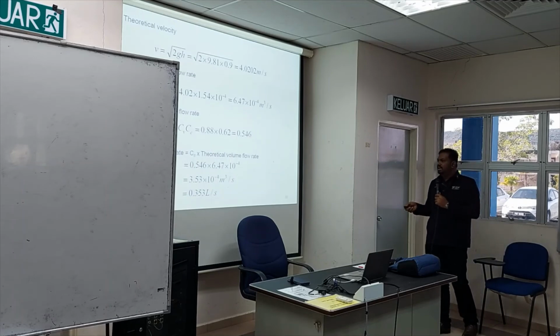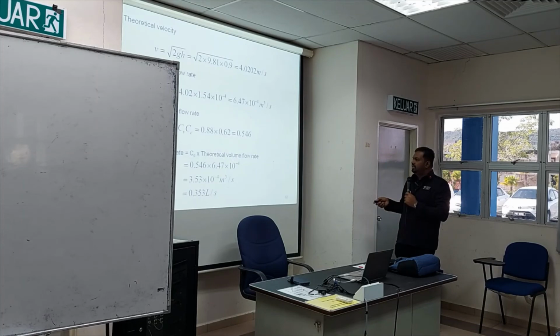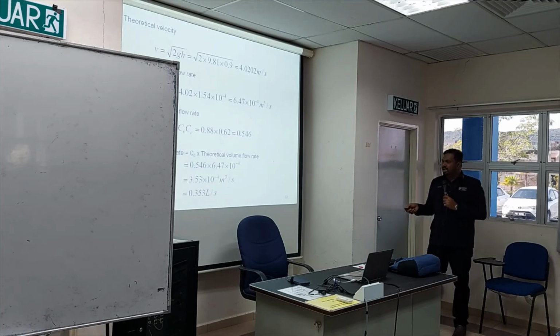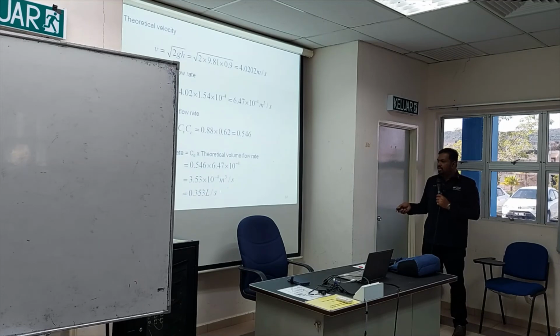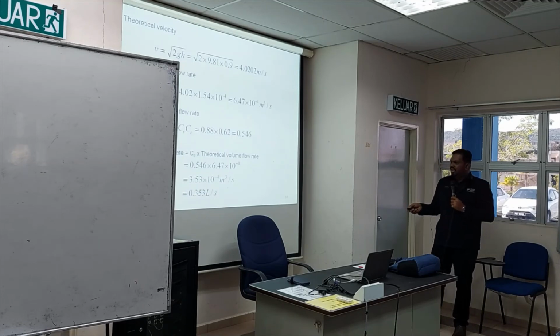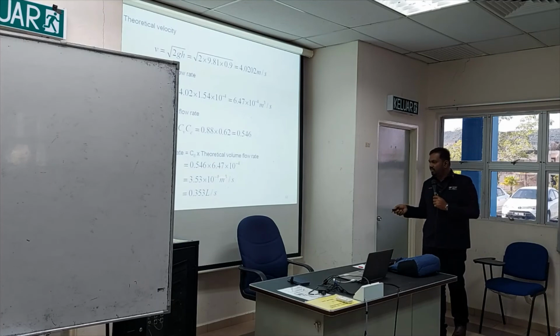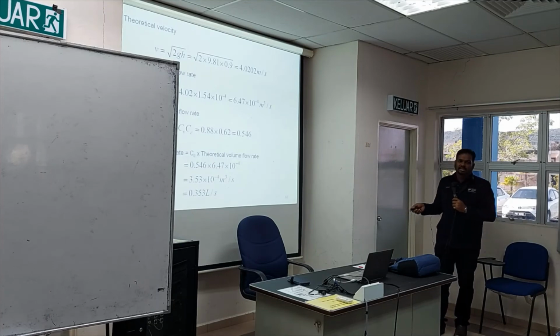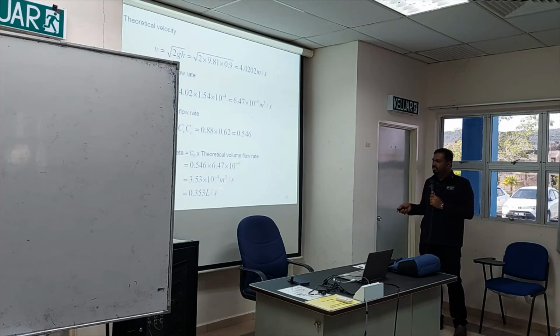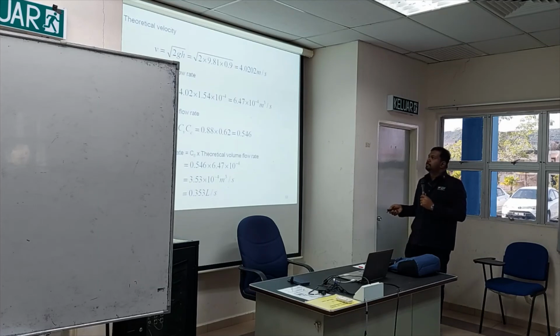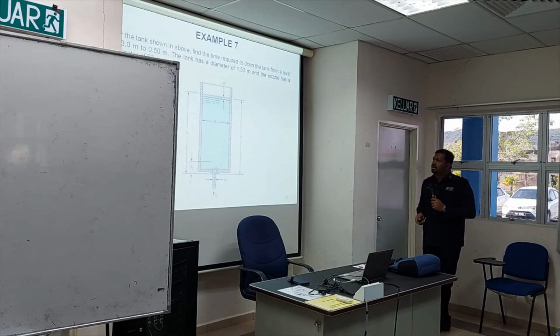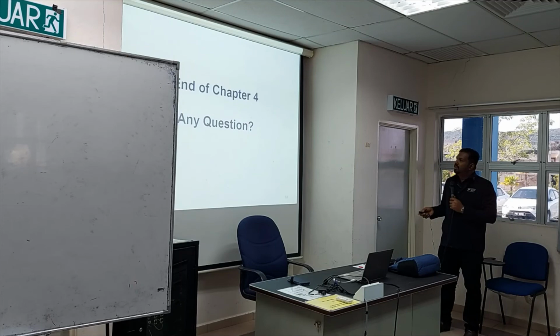Actual volume flow rate is CD times the theoretical volume flow rate. So which you will get, you can stop here. We need to convert this: 3.53 times 10 to the power of negative 4 meter cube per second. So we need to convert it to liter per second. Okay, so I think one more example.